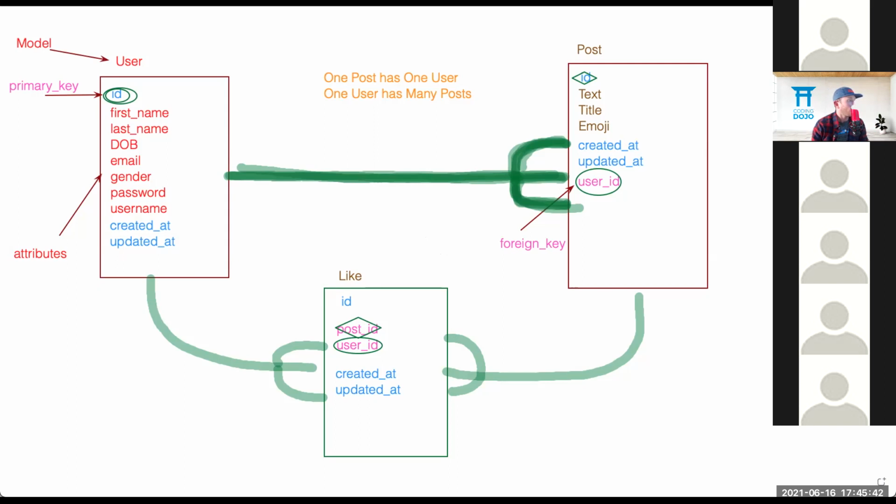Any questions on that? So if we're building up this website, this application, and we're thinking, okay, well, I want to have this like feature, a user can like many posts. You can like not just one per time.